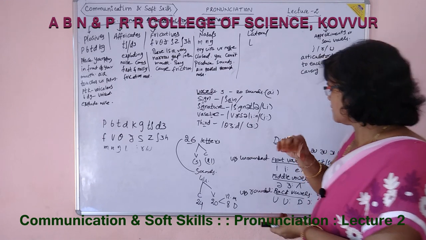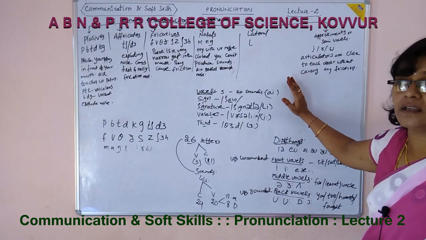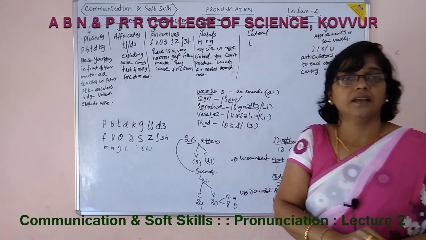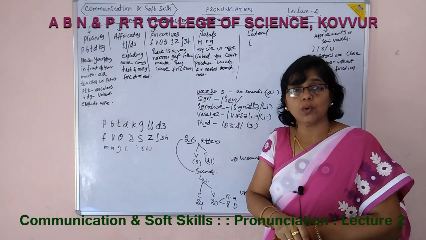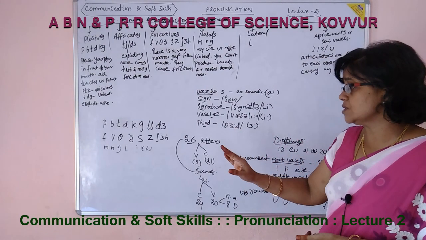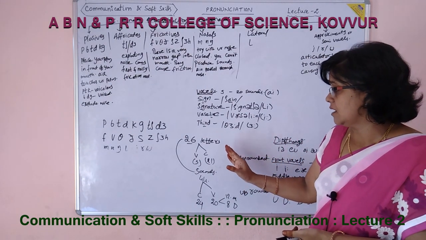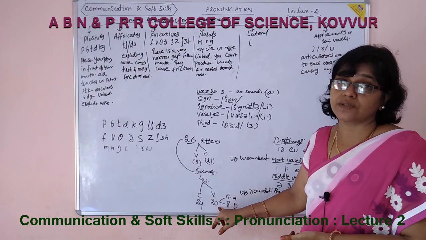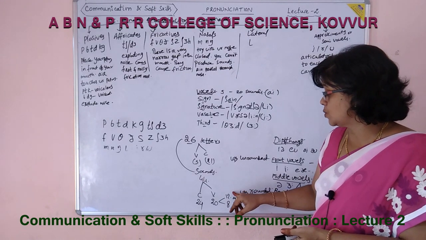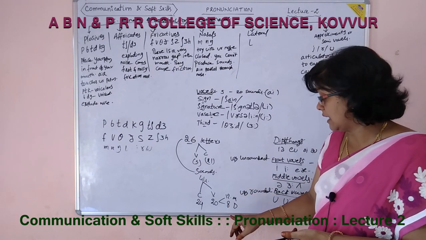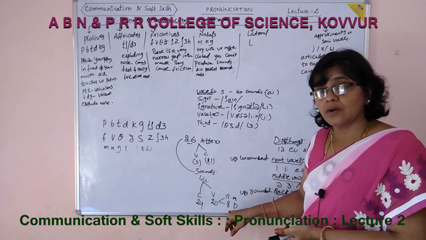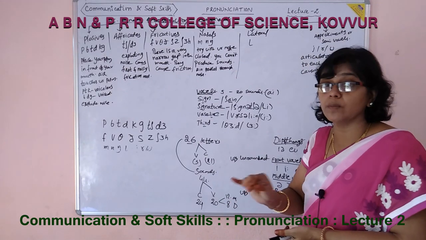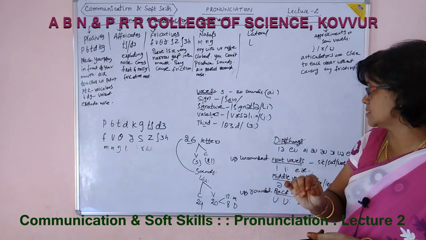And if you take the vowel sounds, we have only 5 vowels: A, E, I, O, U. But those 5 letters give 20 vowel sounds, 12 monophthongs and 8 diphthongs. Monophthongs means single vowel sounds. Diphthong means the combination of 2 vowel sounds.